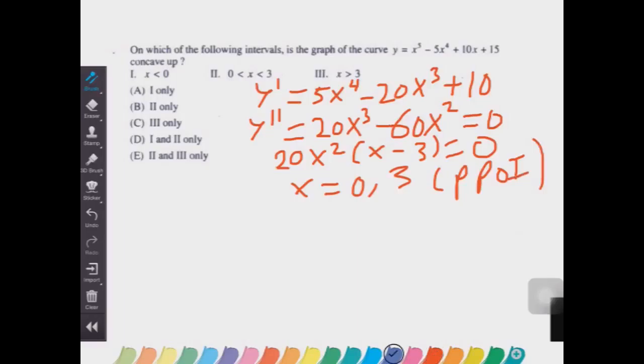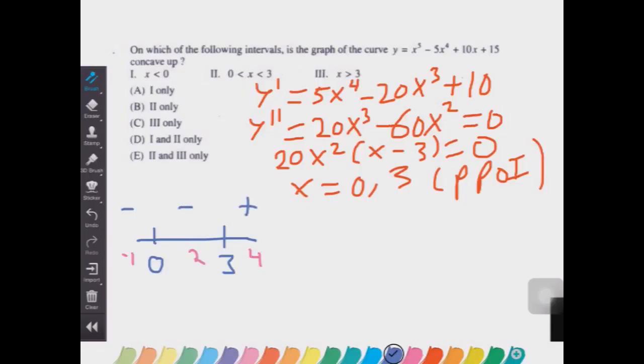So we're going to create a number line using our possible points of inflection, which is 0 and 3. We're going to use a test value less than 0, which is negative 1. Test value in between 0 and 3, 2. Test value greater than 3, 4. We plug in a negative 1 in our second derivative, we get a negative. We plug in a 2 in our second derivative, we also get a negative. We plug in a 4, we get a positive.